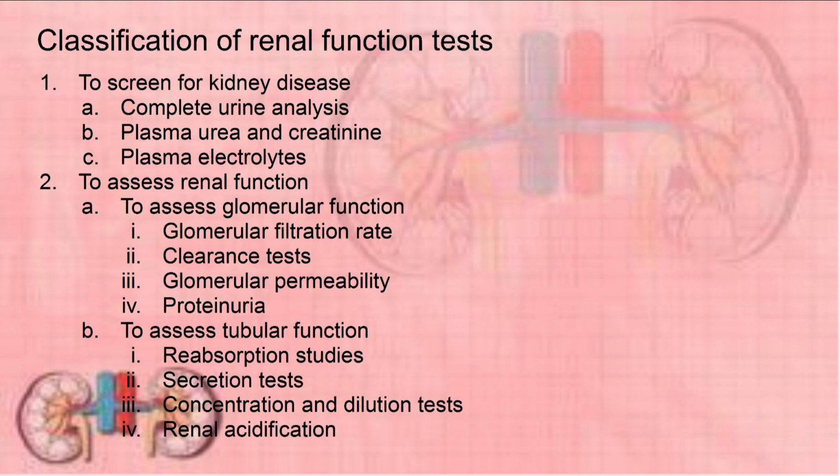Classification of renal function tests. To screen for kidney disease: complete urine analysis, plasma urea and creatinine, plasma electrolytes. To assess renal function. To assess glomerular function: glomerular filtration rate, clearance tests, glomerular permeability, proteinuria. To assess tubular function: reabsorption studies, secretion tests, concentration and dilution tests, renal acidification.